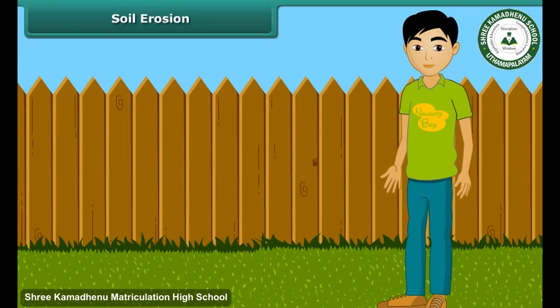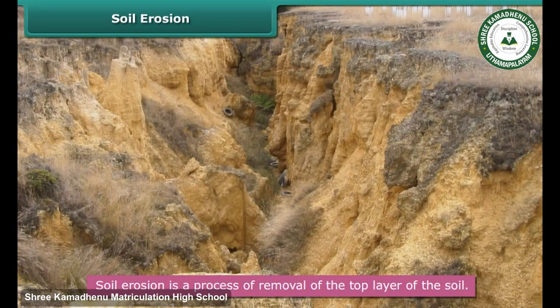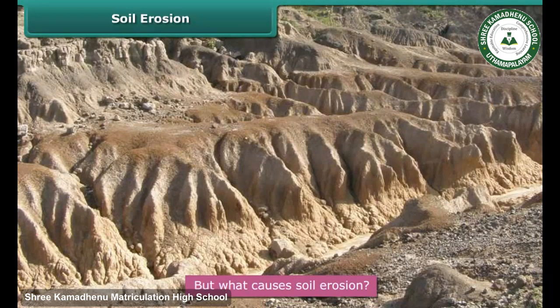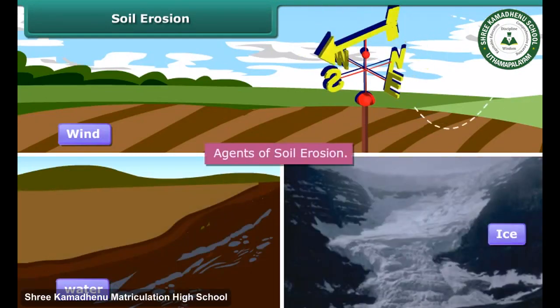Soil erosion. Can you explain what is soil erosion? Well, soil erosion is a process of removal of the top layer of the soil. But what causes soil erosion? Basically, it is caused by the action of wind, water, and ice. These are the agents of soil erosion.